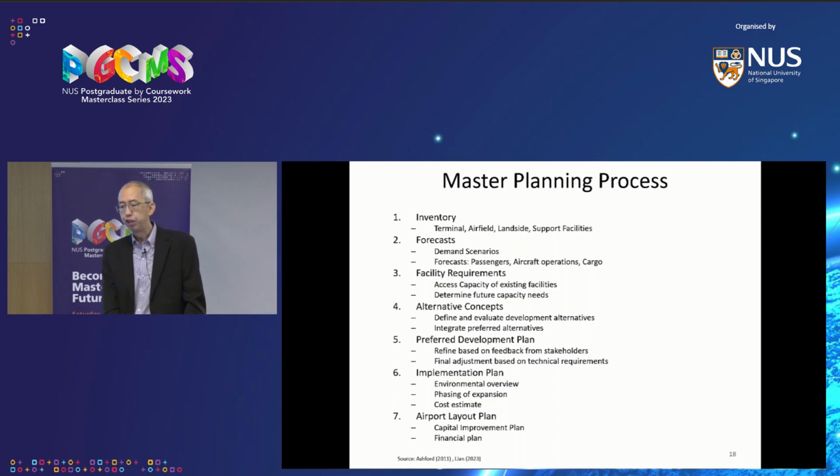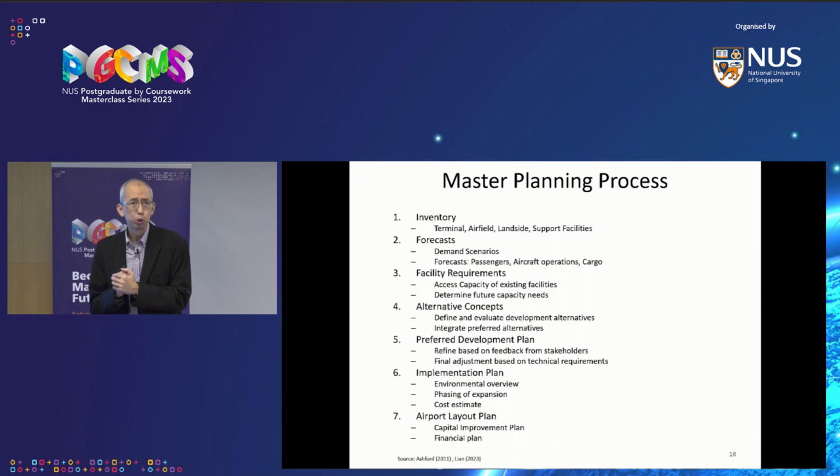First, you need to inventory all the different facilities that you have. In a way, just now, we kind of did it as we looked through the various parts of Changi Airport. And then you need to forecast: what's the demand? What's the demand for passengers? How many passengers do you think we'll have in 5 years' time? How much cargo do you think we'll have in 5 to 10 years' time? And then based on those projections, you come up with facility requirements, and then you need to place them, and you have alternative concepts. And then you need to come up with a preferred development plan.